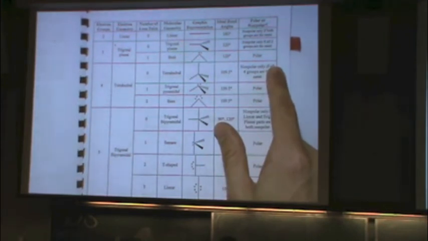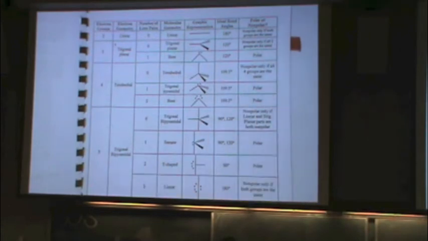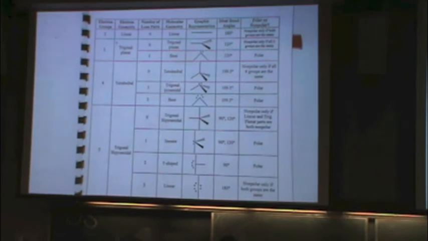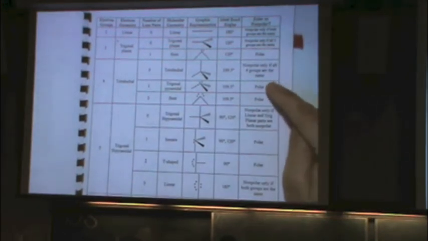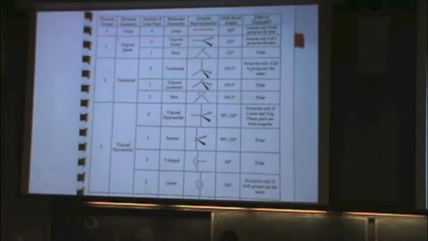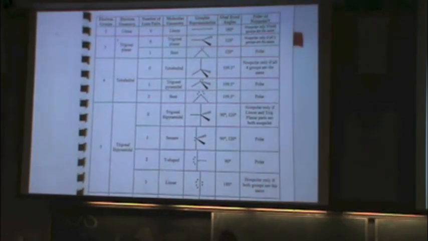We did a linear XeF2. That was a trigonal bipyramidal linear. Non-polar only if both groups are the same, which they were, so that one was non-polar. So you can use this whole table. You'll see for some of them, the bents, for example, are always polar. The trigonal pyramidal, always polar. The T-shaped and the square pyramidal, always polar. The other ones can be either.